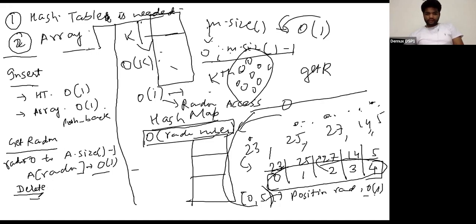Right? Let's talk about delete. Delete in a hash table, I can do in order one. Obviously, that's what hash tables are built for. I can just do an erase, and I will be able to delete in order one. Now comes the trickier part of deleting from an array. So what is deleting from an array?